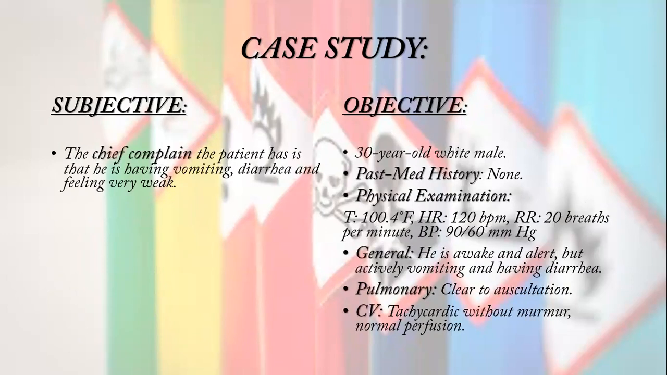So the subjective, basically, the chief complaint that the patient has is that he's having vomiting, diarrhea, and is obviously feeling very weak. The objective has all the history and all the lab reports that we have received. So it's all mentioned here. He's a 30-year-old white male. There was no past medical history. The physical examination is as follows, and all the other evaluation that we received.